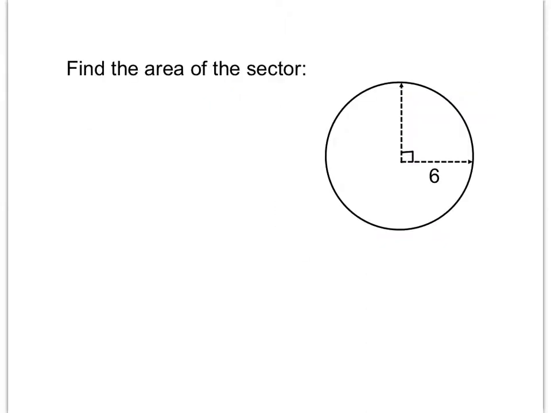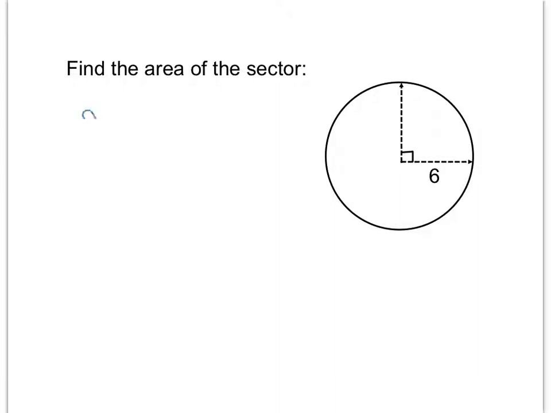So if I want to find the area of this sector right here, this piece of my pie, this piece of my pizza, it's 1/4 of the total pizza. We can see that. If I wanted to, I could chop my pizza up into fourths, and I see that this is 1/4. And I know it's 1/4 because my central angle is a right angle, which means my central angle is going to be 90.